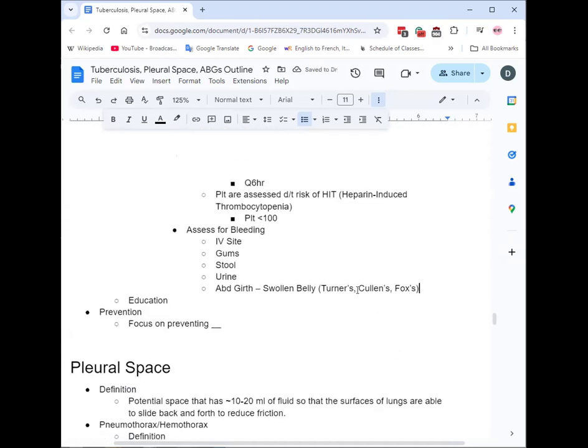And if the semantics on the names come up, C for the C around your belly button, and then to see the Turner, which is on their flank, you have to turn them. That's how I remember it. And then Fox's is the groin area, so I don't know how you would think about that one.